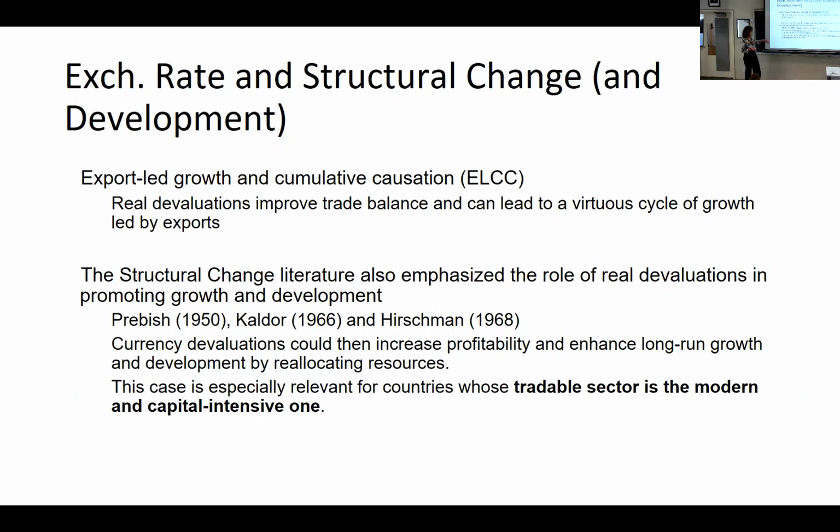And again, focusing on the modern sector, which usually is the manufacturing sector, saying, well, if we devalue the exchange rate, then we can be competitive in the international market, then we can increase the growth of the manufacturing sector in the economy. This would then lead to structural changes in the economy that would then promote development in a country that looks like this.